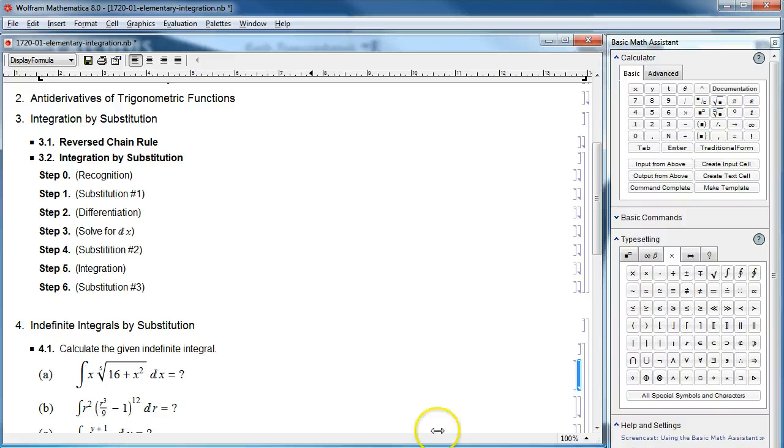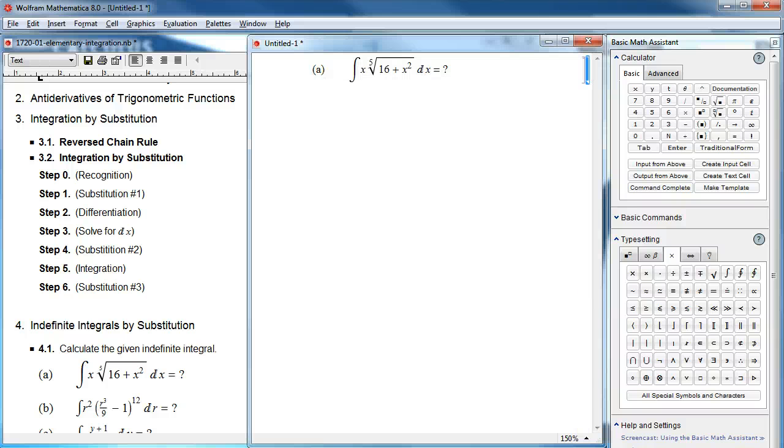Let's see, just a moment please. Okay, I paused the video a bit and then created an auxiliary window right over here, and I copied the problem down here. And here we go. Step 0 is the recognition. That wasn't too much of a problem in Calculus 1, but in Calc 2, because there are other techniques that you'll have to use, the recognition is important.